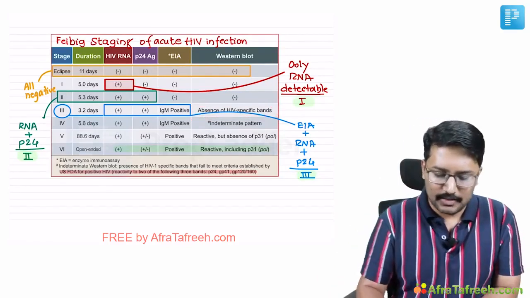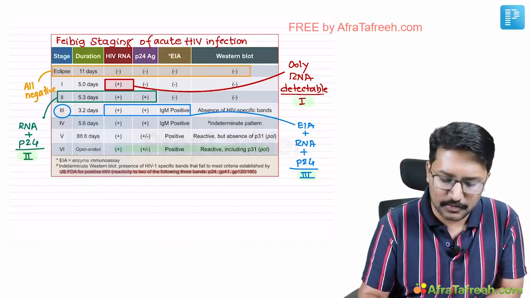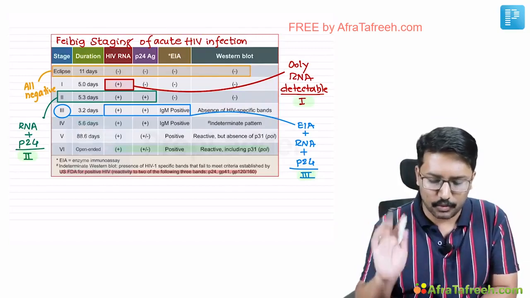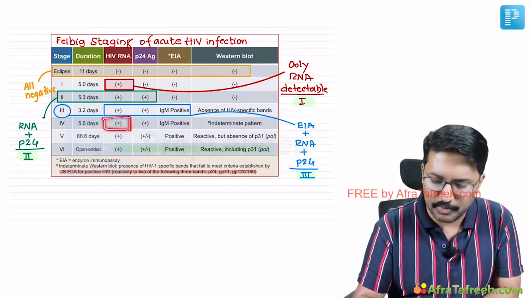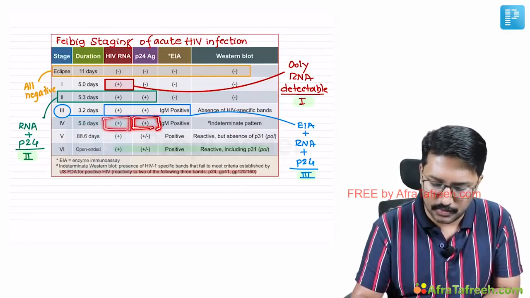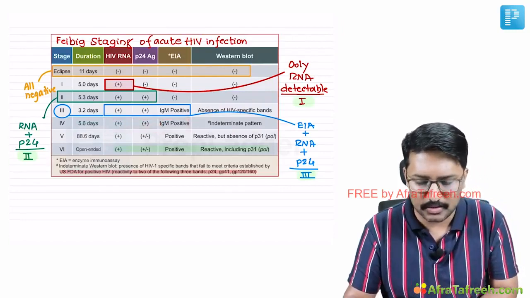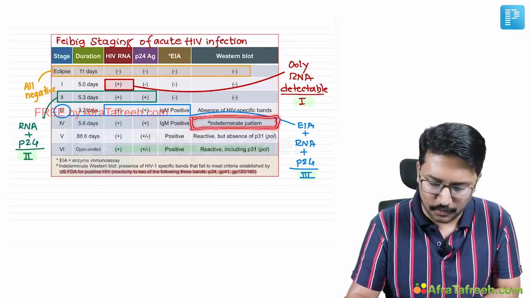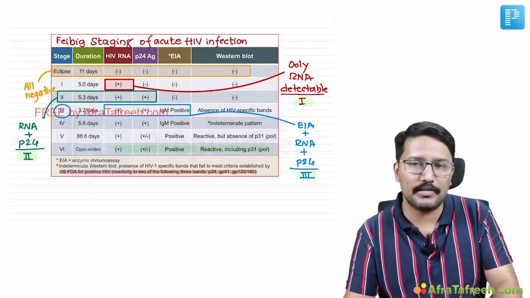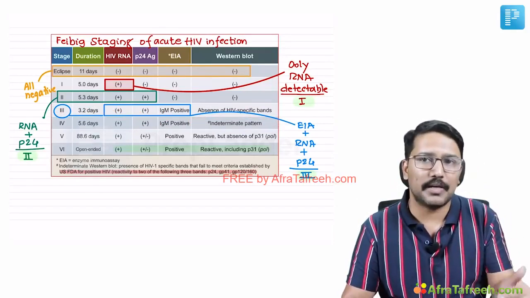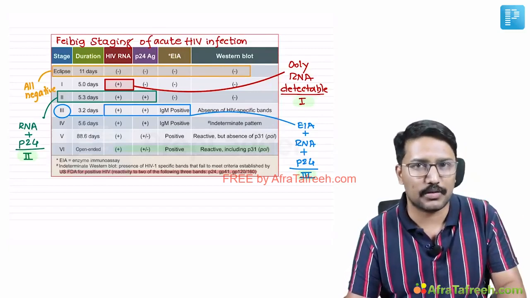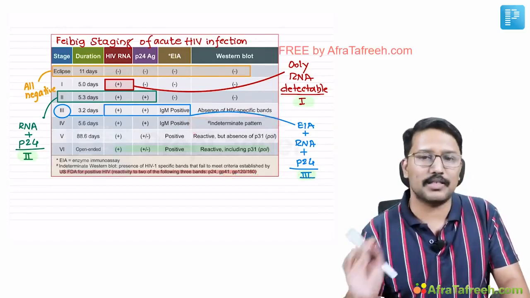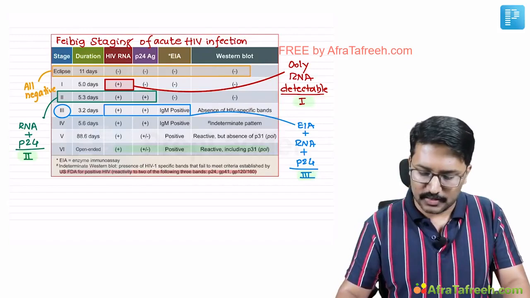Okay, clear? Now in stage 4, 4 things become positive. So this stage 4 lasts for around 5.6 days. Roughly you can say 5 days, right? So at this point of time, 4 things are going to be positive. So your RNA will be positive, your P24 will be positive, your antibody on enzyme immunoassay will be positive, and Western blot will start showing some activity in the form of, like, you have HIV specific bands, but those bands do not satisfy the preset criteria to call it as reactive or positive, but you see some activity there, right? So your Western blot starts showing some activity. So that is our stage 4, right?